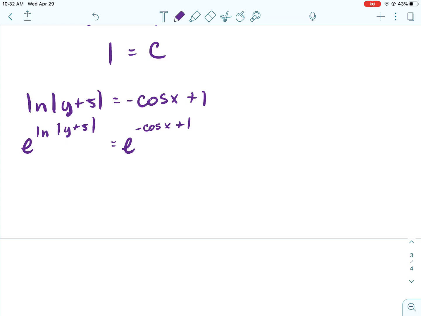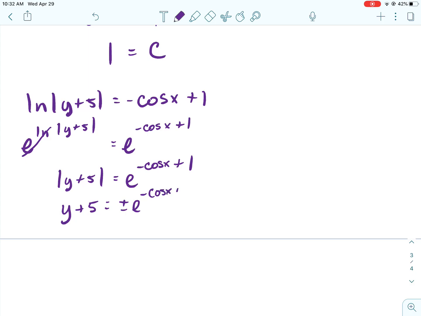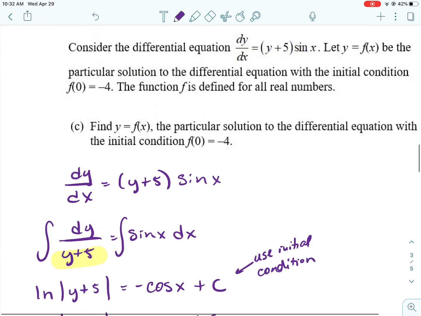All right, and then I'm going to solve this for y. And to solve for y, I am going to have to exponentiate. All right, and then the reason we do that is to get rid of the natural log. All right, and then for now, I'm going to put a plus or minus here. It is going to only be one of those.